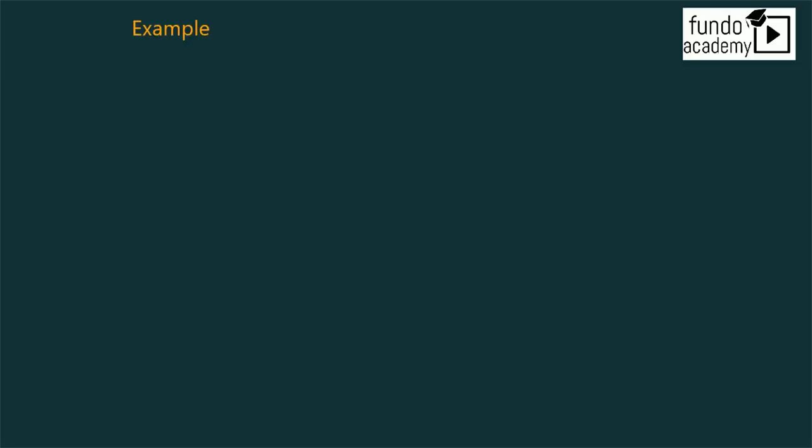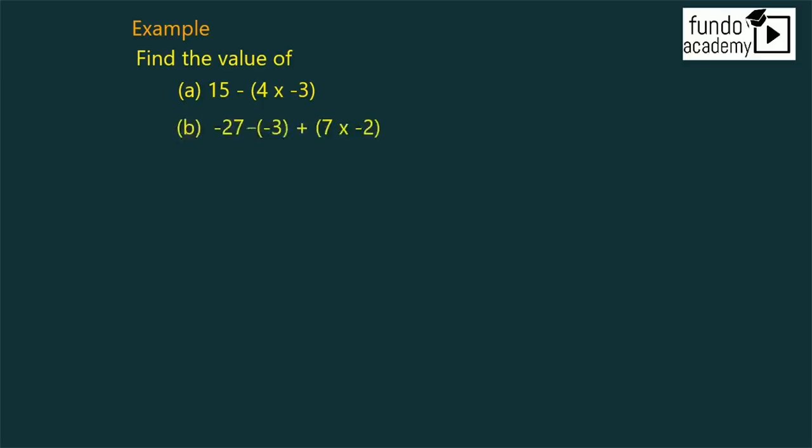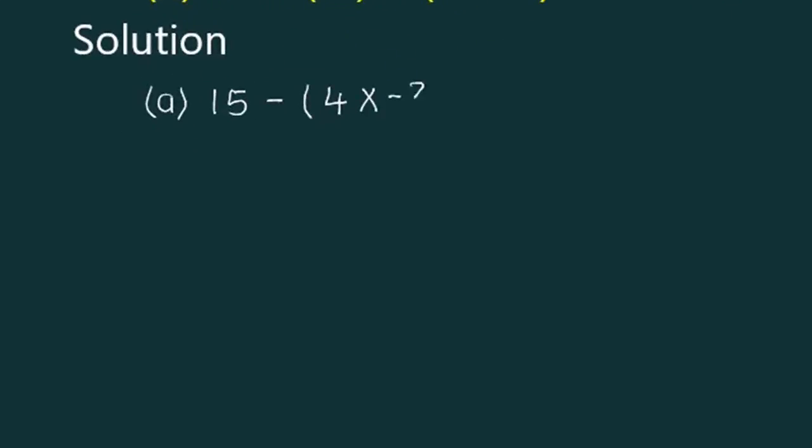we want to find the value of, on A we have 15 minus 4 times negative 3, and on B we've got minus 27 divided by minus 3 plus 7 times negative 2. So let's quickly go on to our solution, starting with part A. On part A we have 15 minus 4 times negative 3. Right, using our order of operations, the first thing would be to simplify the bracket. So we have 4 times negative 3, which is negative 12.